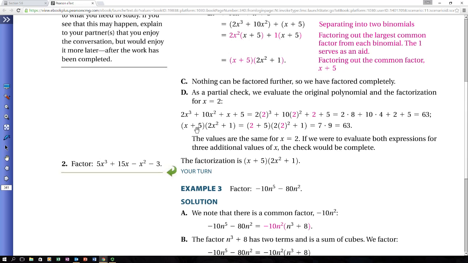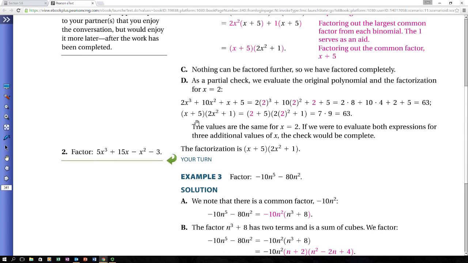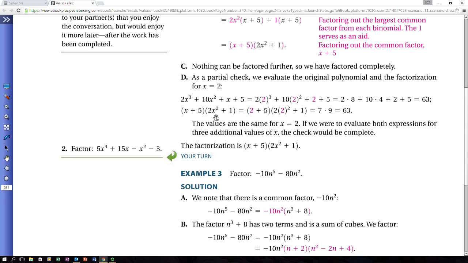Well, I do the same thing with my factoring. I put 2 in for x and what do I get out? In this case I get 63. That's a pretty good indicator that your factoring was done correctly. Now you should watch out for values when we get into more complex stuff, when we have division by variables. There are certain things you can't use, like 0. And 0 is not a very good value to test with. I could get into some troubles.